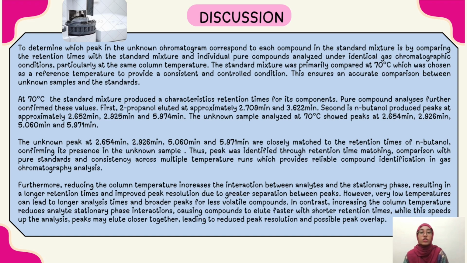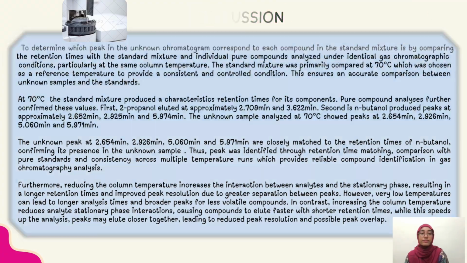However, very low temperature can lead to longer analysis time and broader peaks for less volatile compounds. In contrast, increasing the column temperature reduces analyte stationary phase interactions, causing compounds to elute faster with shorter retention times. While this speeds up the analysis, peaks may elute closer together, leading to reduced peak resolution and possible peak overlap.